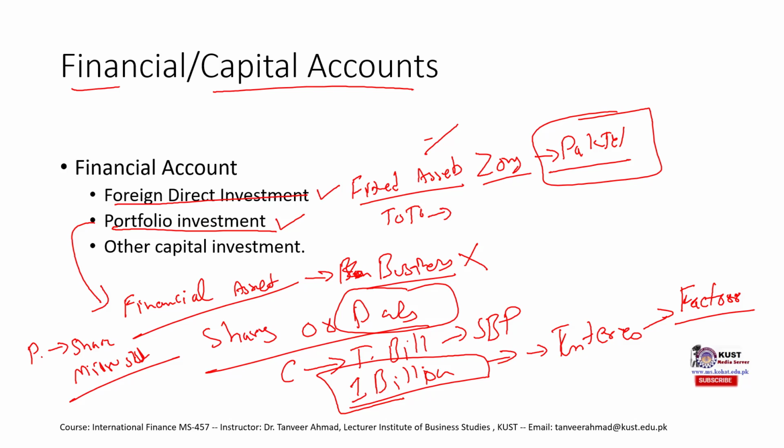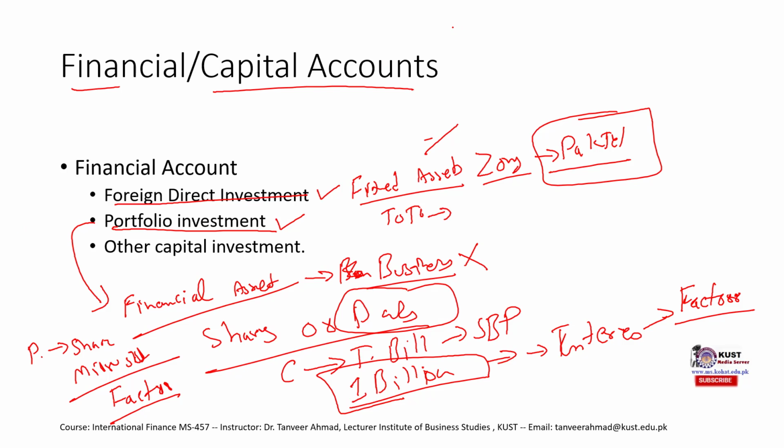But the dividend that this Pakistani investor would receive from Microsoft would be a factor income, and it would be recorded in the current account. So purchase of financial assets would go towards portfolio investment, and the income generated from these financial assets would be recorded in the factor income. Now again, the similar rule would apply.